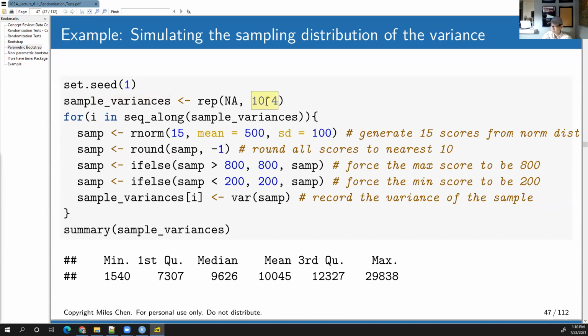And we're going to do this 10,000 times. Every single time, we're going to do the same thing. We're going to draw 15 values from the normal distribution. We're going to round them to the nearest 10th place. If any value is over 800, we replace it with 800. If any value is less than 200, we replace it with 200. Otherwise, we just keep the original sample value. And then we calculate the variance of our sample, and we're going to record it in sample variances. And so we get all sorts of values for the sample variances.